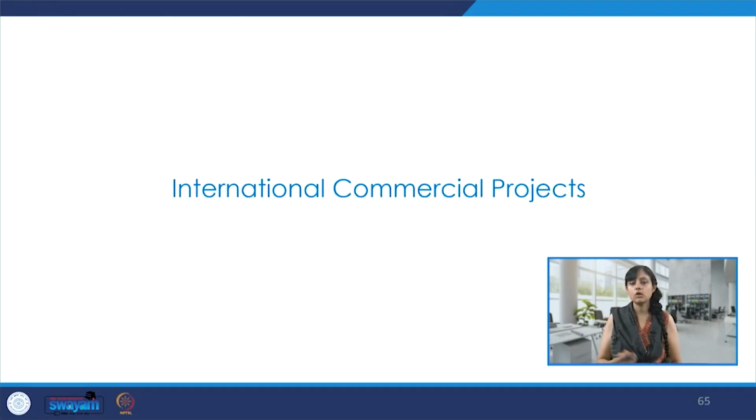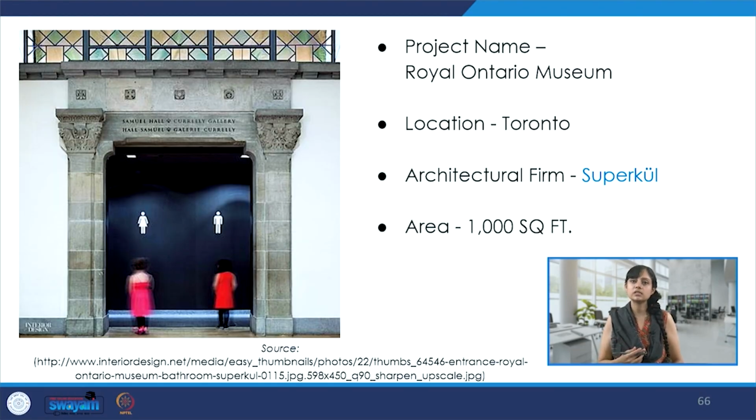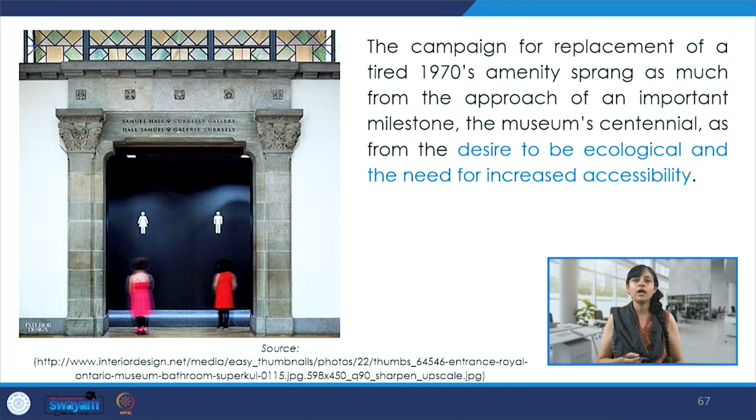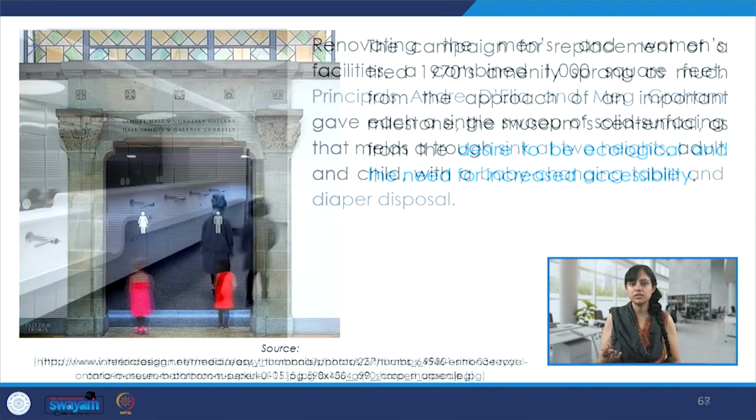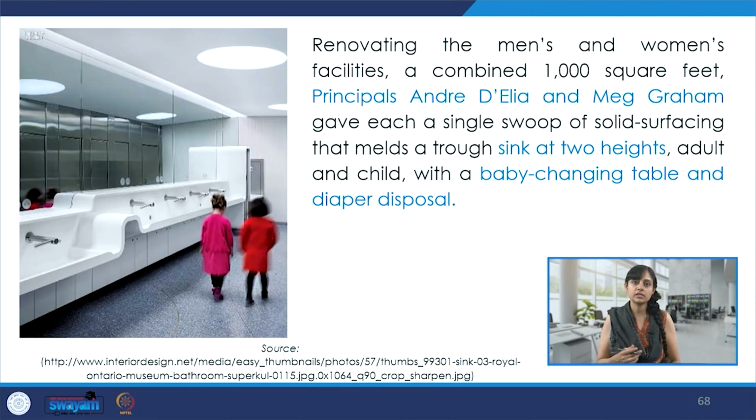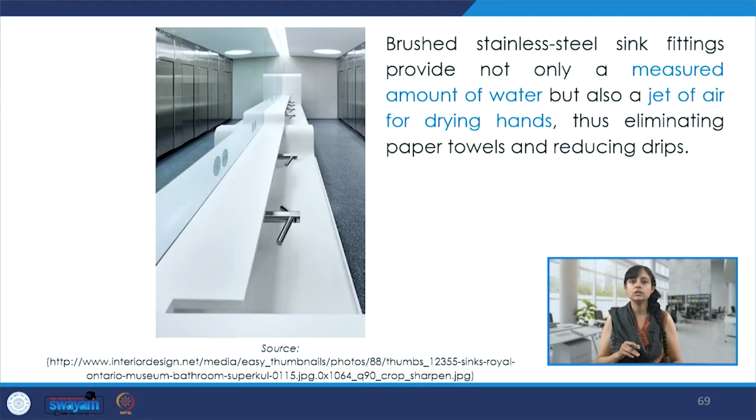There are some international commercial projects where we can see interesting interior architecture details, like this one, which is a museum, and it's 1,000 square feet. And here the primary desire was to be ecological and to have more accessible spaces. So it was very interesting. And the renovation was done for men's and women's facilities. And there's a lot of attention given to the children, so baby changing tables, diaper disposal, etc. Those important aspects were really taken care of.